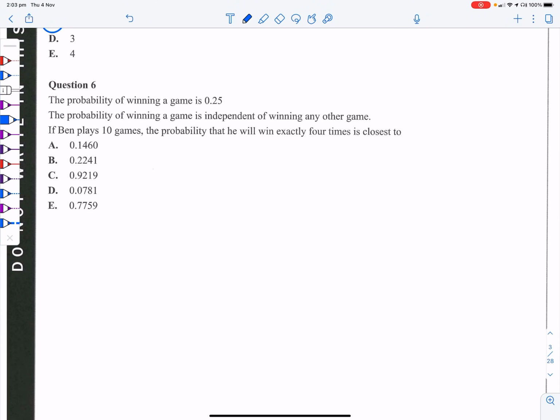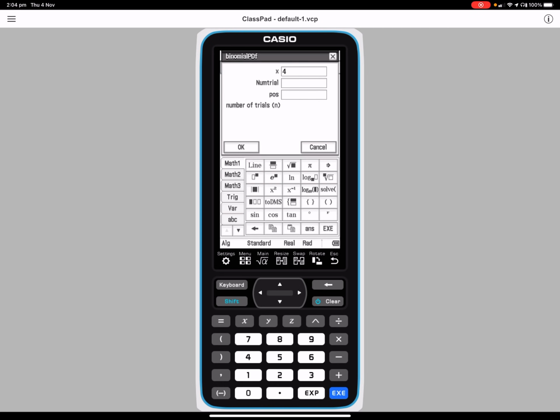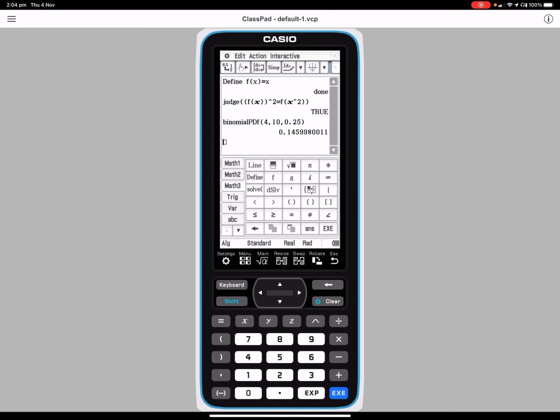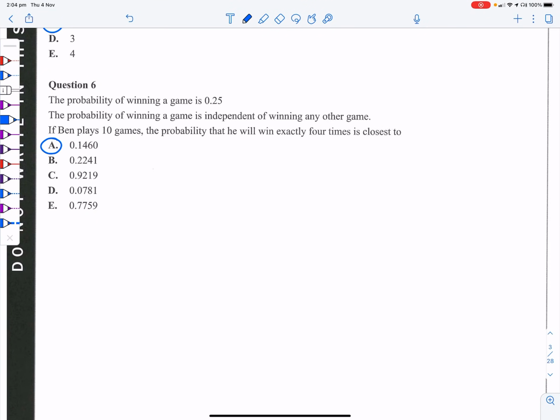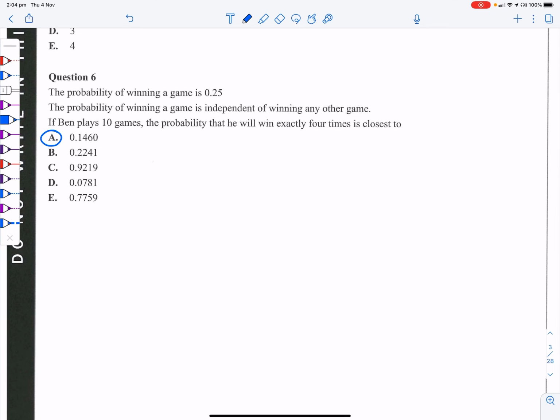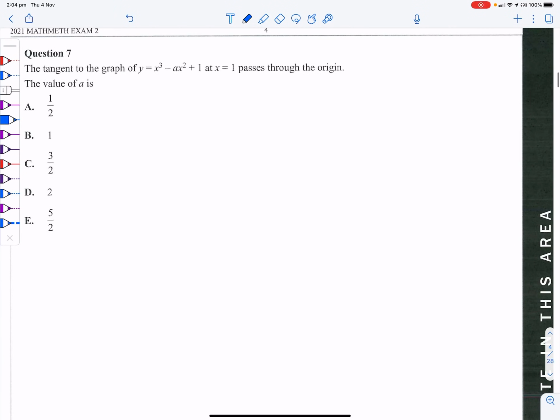Probability of winning a game is 0.25. The probability of winning a game is independent of anything. Ben plays 10 games, probability win exactly 4 games. So it's binomial. We want to get exactly 4 games out of 10, and the probability of success is 0.25, 0.1460. Exactly 4 games. Independent means that it's binomial.